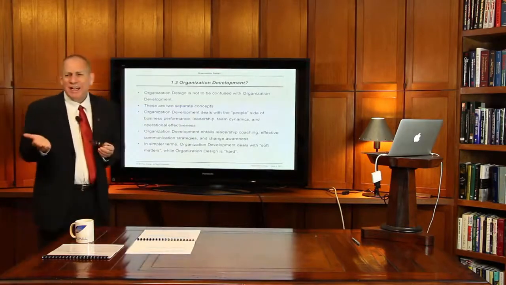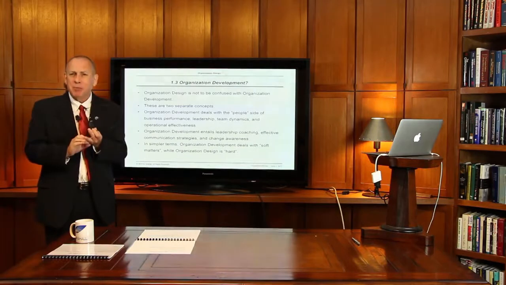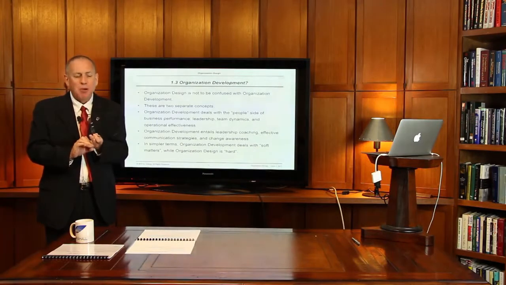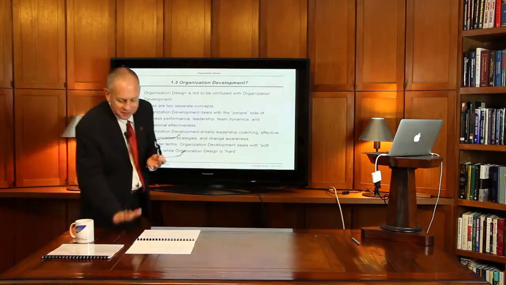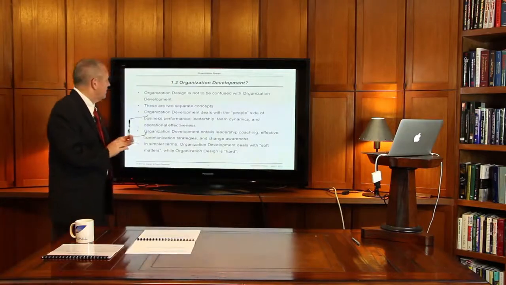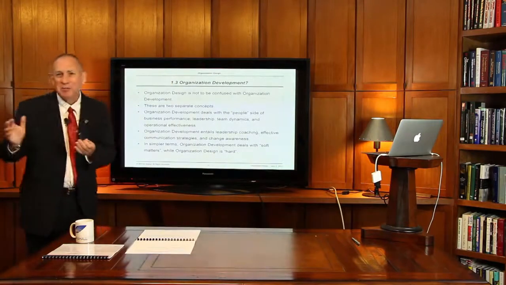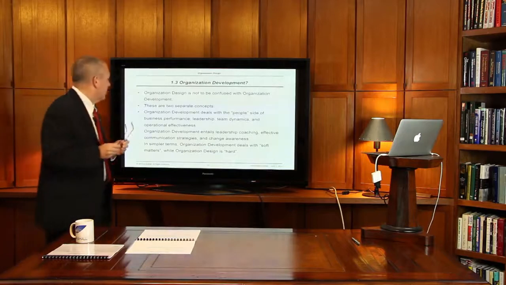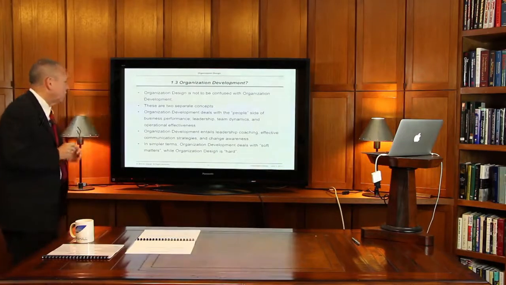Two ways of looking at it. Org development is about people, and org design is about boxes on the org chart. Org design is hard, if you will. So it's the desks in the organization, and org development is soft because it's about people. So we do try not to confuse the two.